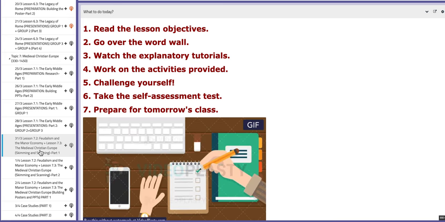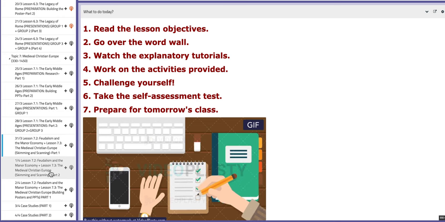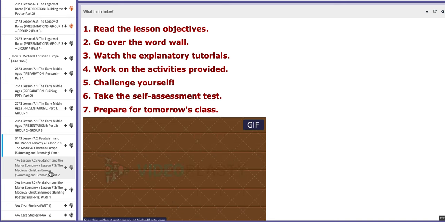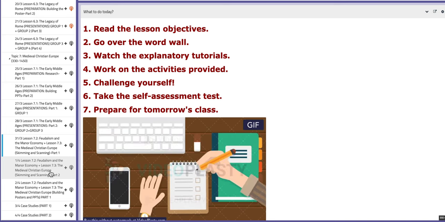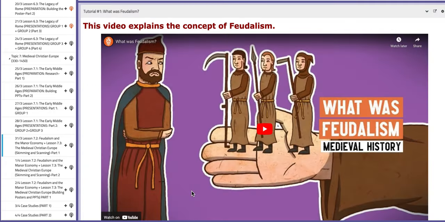In addition to lesson 7.3, the medieval Christian Europe, on this day we are going to skim and scan. We are going to distribute it into two parts. We are going to work on skim and scanning on the 31st and the 1st of April. Okay? I'm going to be monitoring your work.